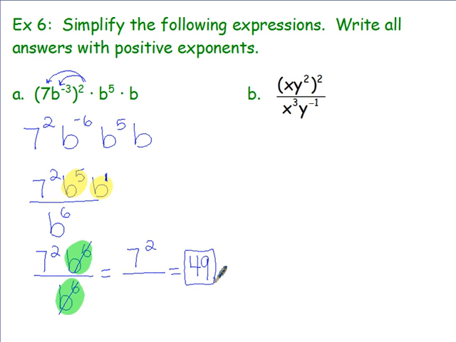So let's see how you did on part B by yourself. Hopefully you distributed only on the top though. That 2 goes to the X. The 2 also goes to the Y.